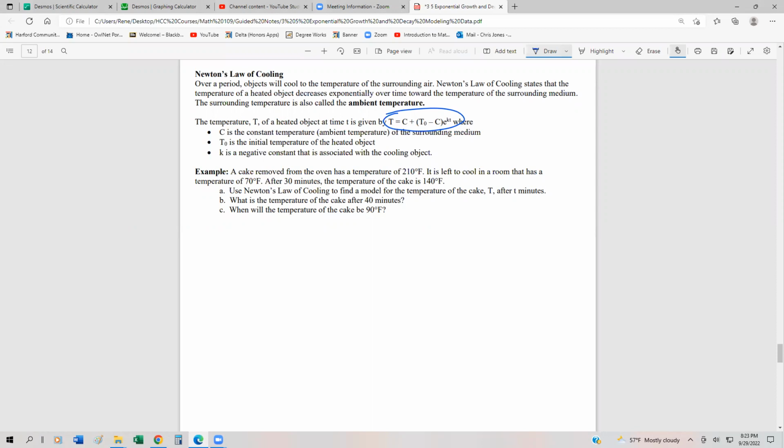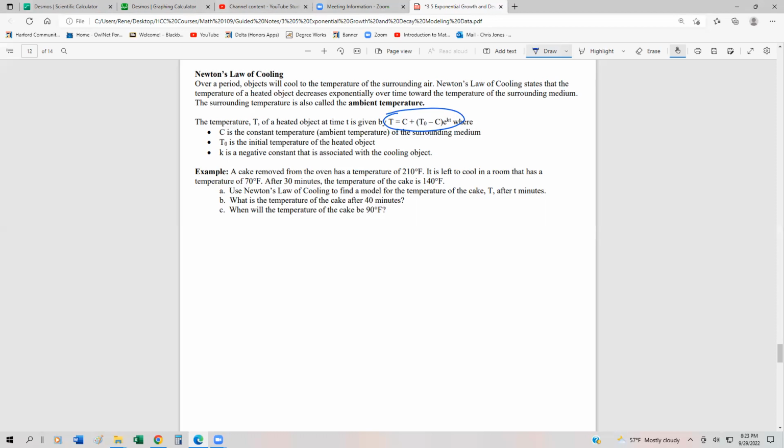C is going to be the ambient temperature or the constant temperature around the object. So if we put it in a refrigerator or we put something outside or we put it in our house, that's going to be that constant or ambient temperature. T sub zero is the initial temperature, and K is going to be the negative constant that's going to be associated with cooling the object.